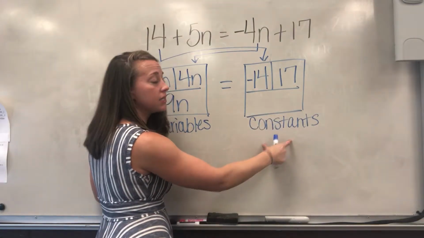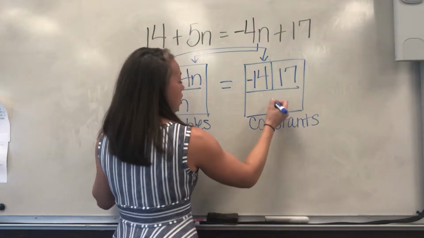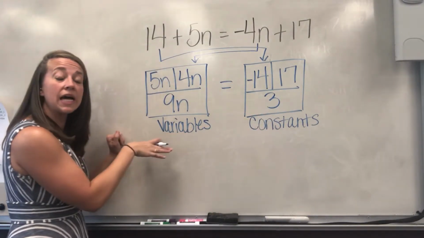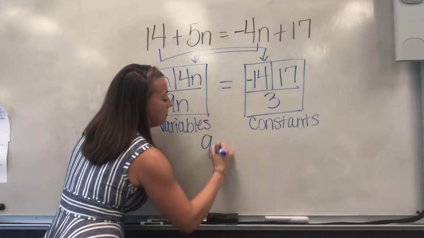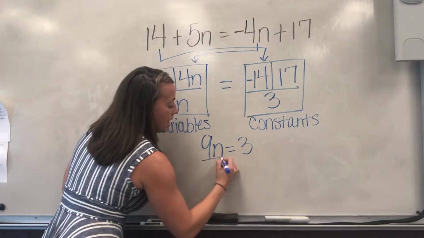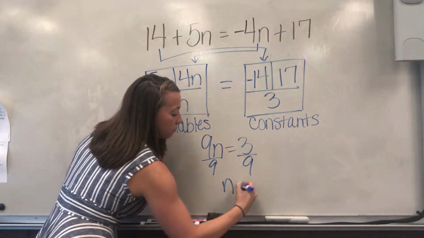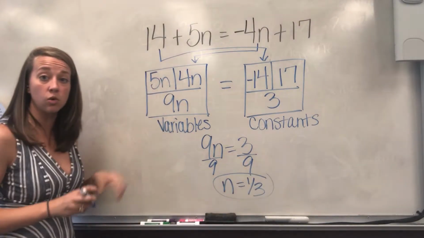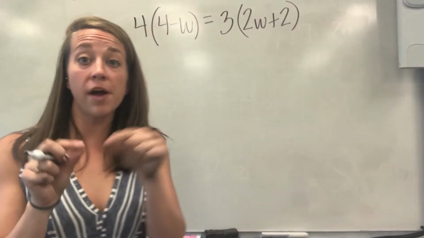They should be both constants, so we're going to combine them. A negative 14 and a 17 are going to make 3. So now I'm left with the same one-step problem I was before, the other way that I did it, where I have 9n equals 3, and I have to divide both sides by 9, leaving me n equals 1/3, because 3/9 reduces to 1/3.